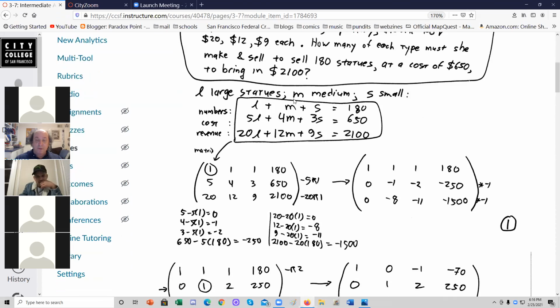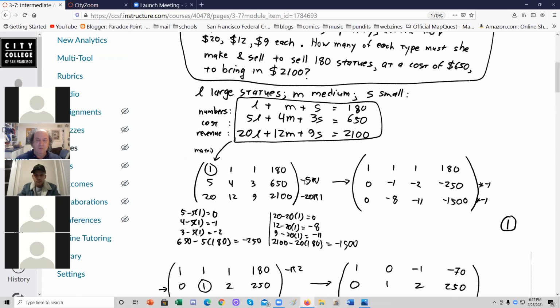Okay, here we go. First, let's turn this into an extended matrix, the augmented matrix. The terms in it are 1, 1, 1, and 180, first line; 5, 4, 3, and 650, second line; 20, 12, 9, and 2100, third line. Now I'm going to solve this by row operations. I'll start by pivoting on this 1 here. In order to eliminate this 5, we'll subtract 5 of row 1 from row 2. We'll eliminate this 20 by subtracting 20 of row 1 from row 3. So the first line still remains 1, 1, 1, 180.